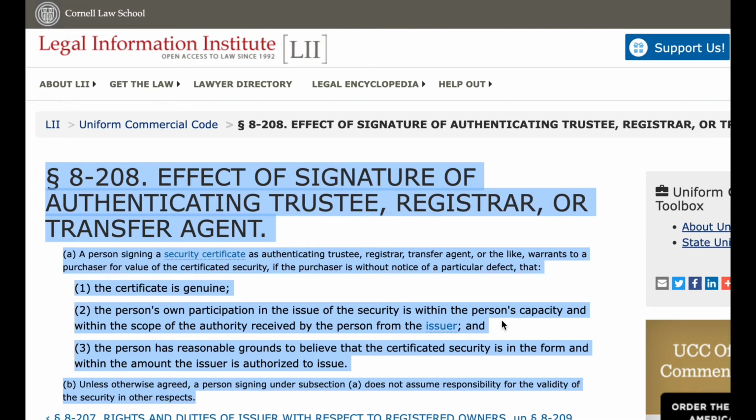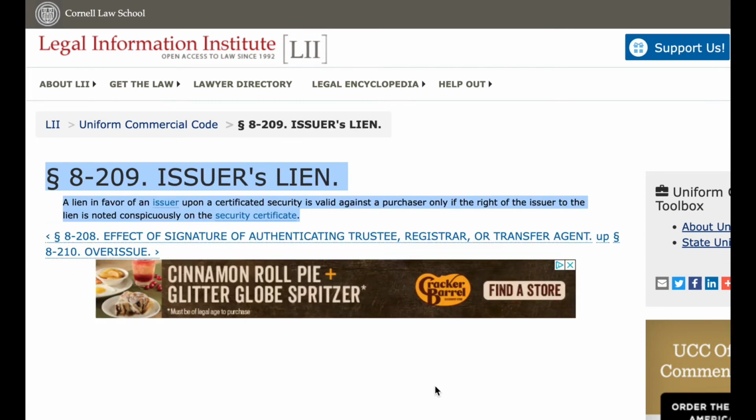Paragraph 208. Effect of signature of authenticating trustee, registrar, or transfer agent. A. A person signing a security certificate as authenticating trustee, registrar, transfer agent, or the like, warrants to a purchaser for value of the certificated security, if the purchaser is without notice of a particular defect that 1. The certificate is genuine, 2. The person's own participation in the issue of the security is within the person's capacity and within the scope of the authority received by the person from the issuer, and 3. The person has reasonable grounds to believe that the certificated security is in the form and within the amount the issuer is authorized to issue. B. Unless otherwise agreed, a person signing under subsection A does not assume responsibility for the validity of the security in other respects.